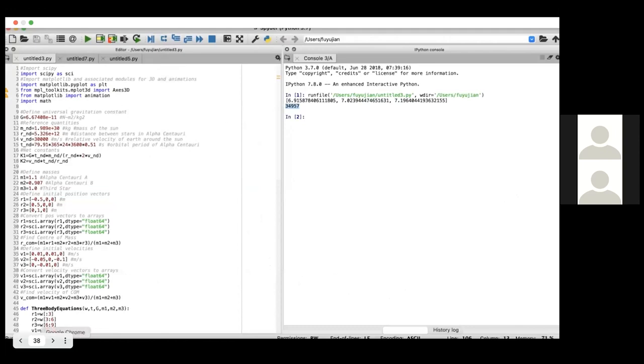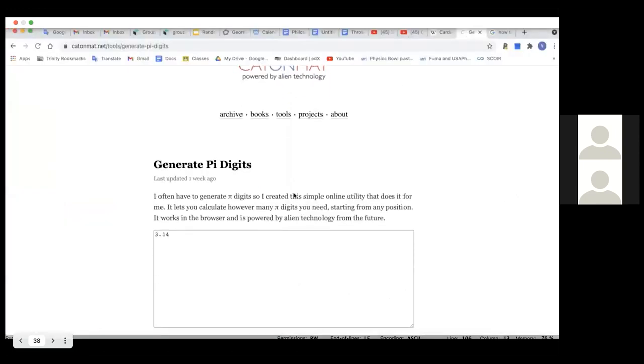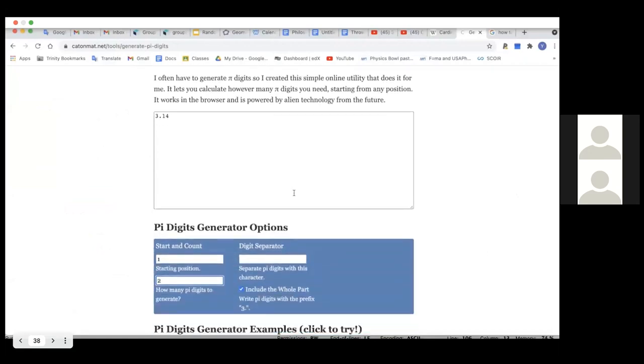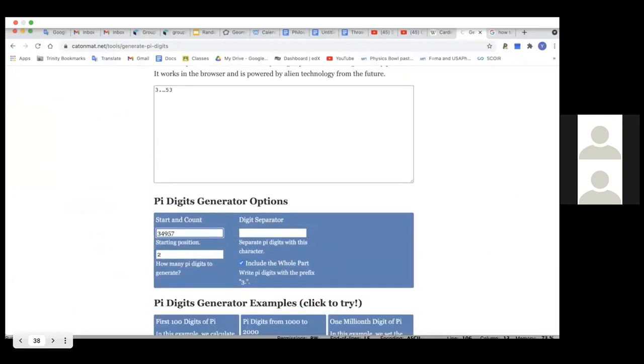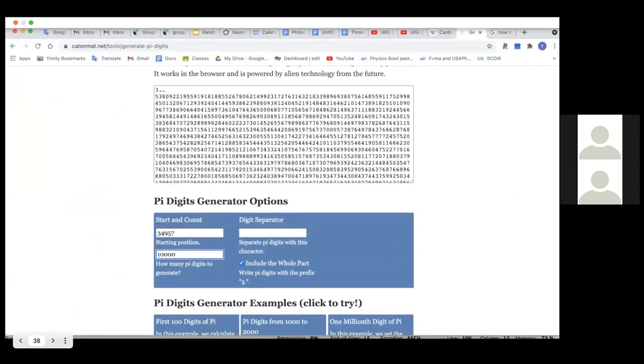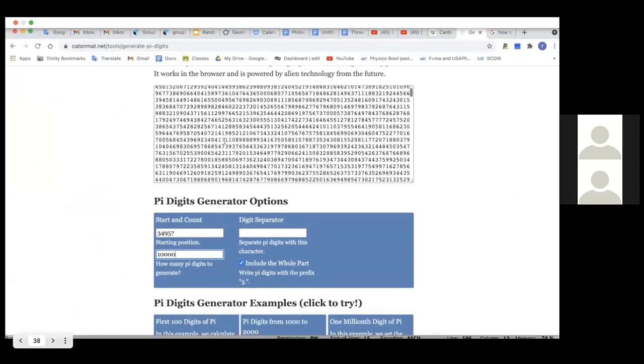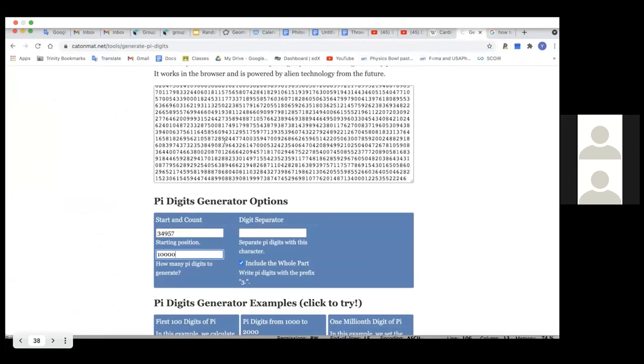So now we're going to plug the x value into our pi function. How do you do that? We find an online pi decimal generator. We plug in the initial starting point as 34957. We generate 10,000 digits after the decimal. As you can see, it's our generated result.